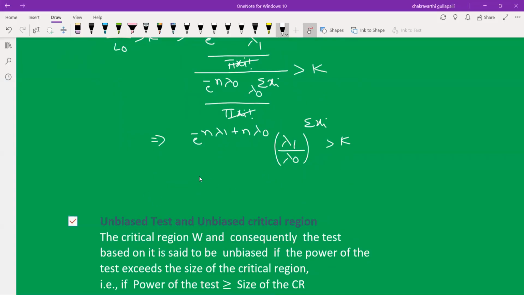Now apply logarithm on both sides: minus n lambda 1 plus n lambda naught, log base e, plus summation xi into log lambda 1 minus log lambda naught, is greater than log k.